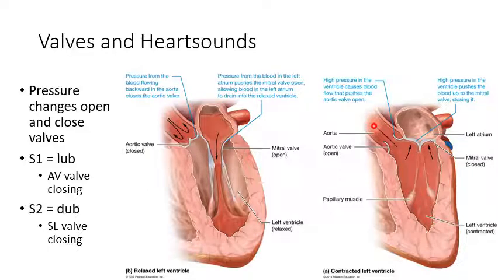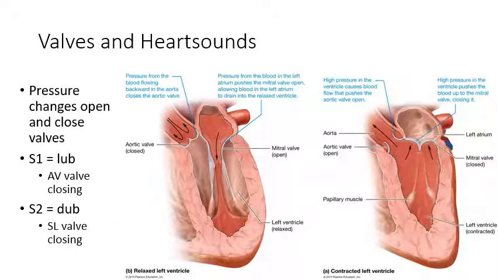So for the SL valves, they're going to be closed if pressure is greater in the arteries and less in the ventricles. They're going to be open if pressure is greater in the ventricles and less in the arteries. For the AV valves, they are going to be closed if the pressure is high in the ventricles and low in the atria. They're going to be open if the pressure is high in the atria and low in the ventricles. So just make sure you are aware of when each valve would be open or closed based on what part of the cardiac cycle we are in. And you can always figure that out just by figuring out which chamber or which artery is going to have higher pressure than another.